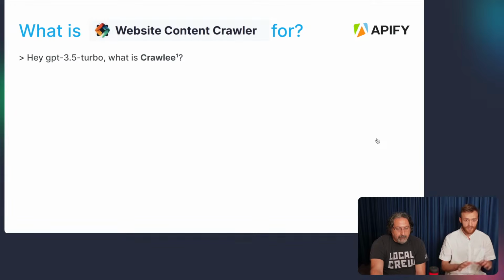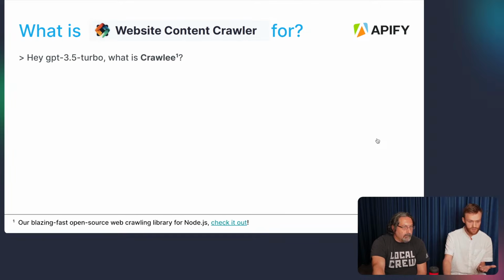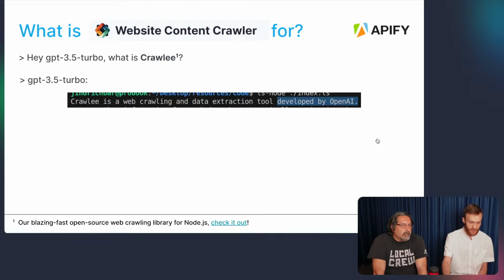Well, it all started with this one question we had for the GPT 3.5 Turbo language model. We asked it, what is Crawlee? As you mentioned, Crawlee is the open source library we're using for web crawling and web scraping. It's for Node.js, it's on GitHub. If you are using JavaScript, feel free to check it out. Now, GPT 3.5 Turbo answered, Crawlee is a web crawling and data extraction tool, which is so far so good, even though it's a library, okay, developed by OpenAI, which is not true. They just blatantly stole our library.